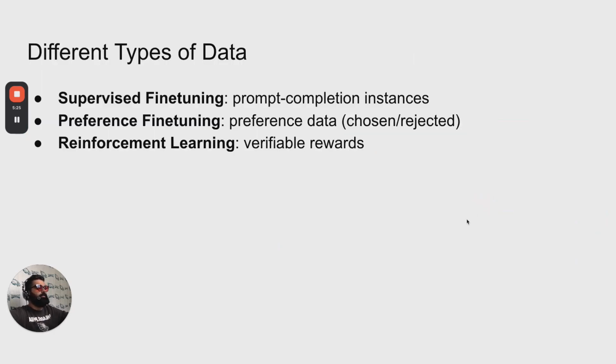There are 3 different types of data at a very high level. Supervised fine-tuning has prompt-completion instances. Preference fine-tuning has preference data, where you have a prompt and then chosen and rejected pairs. And then reinforcement learning has some kind of verifiable reward, a verifier function. So you have a prompt and then some function that verifies that the response is successful.